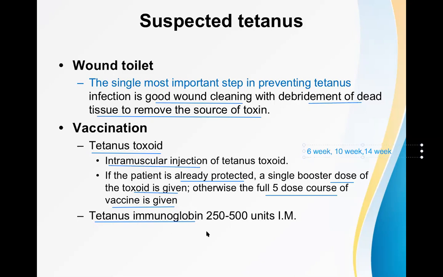Now another type of vaccination is tetanus immunoglobulin. This is the passive type of immunization. Around 250 to 500 units of tetanus immunoglobulin, which may be human tetanus immunoglobulin, can be given intramuscular, and a bit of the dose can be given around the wound area as well.